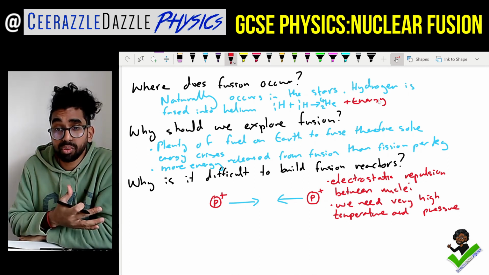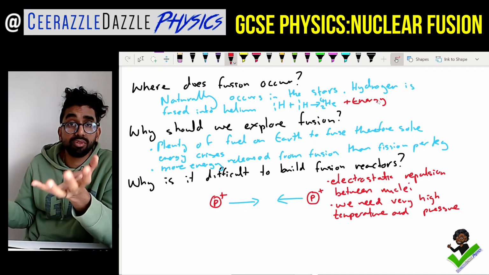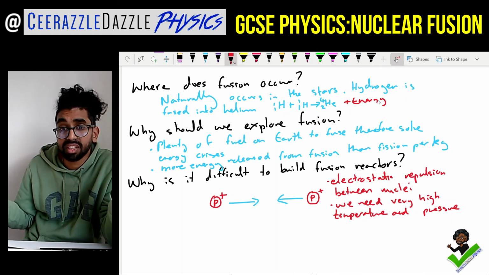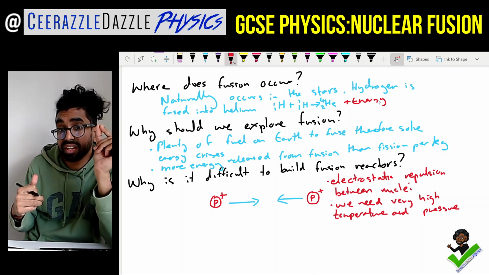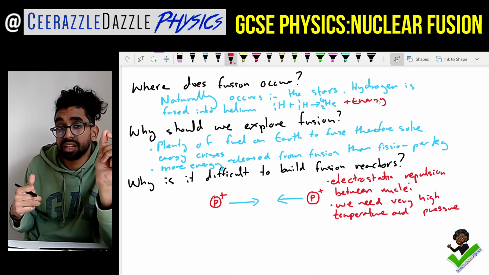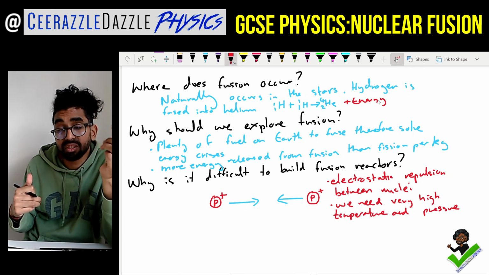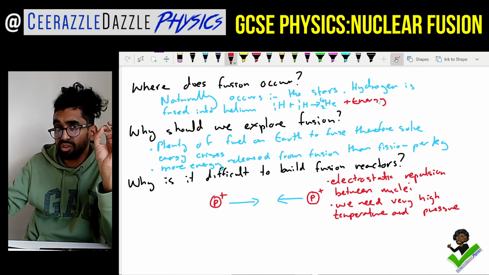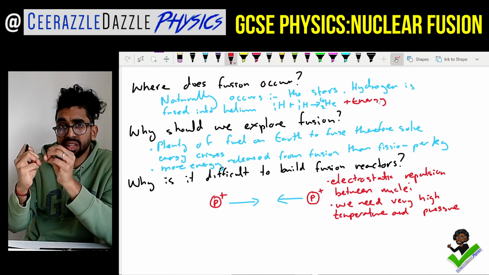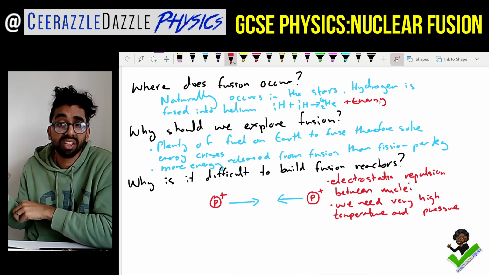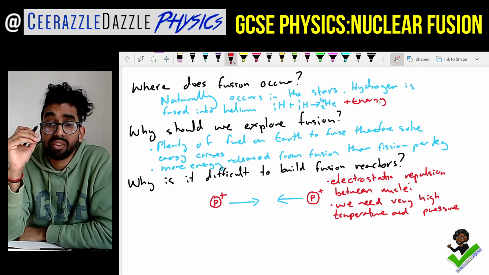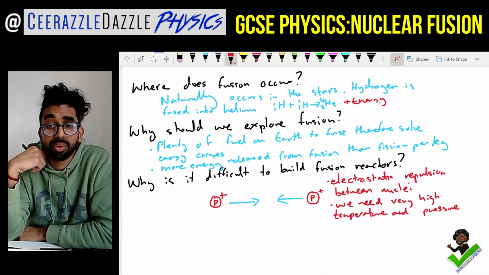And why should we explore fusion? Obviously we've got plenty of fuel on Earth, we can solve the energy crisis. And there's actually more energy released in fusion than fission per kilogram. Next of all, why is it difficult to build fusion reactors? It's because you're trying to bring the nuclei of two atoms together. They're both positively charged, they'll be repelled. So the key thing is that you need a very high temperature and a very high pressure for that to occur, guys. That's the last thing, guys.